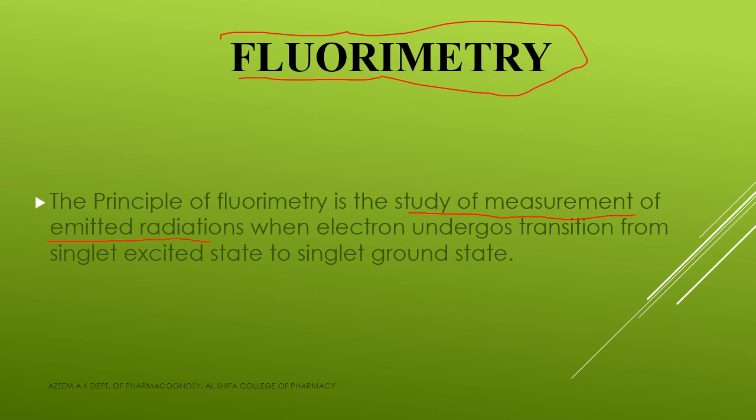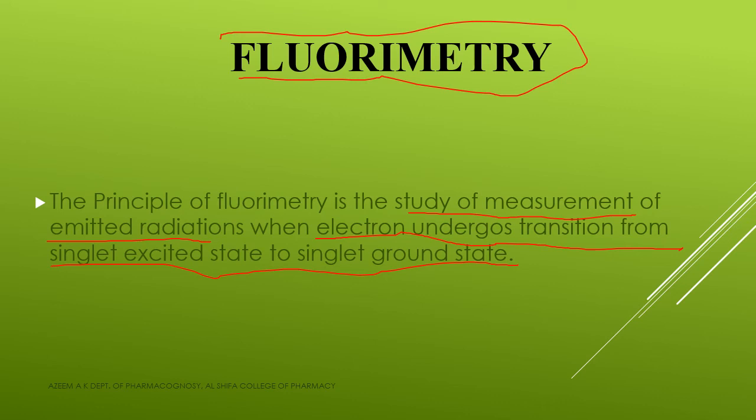So most of the atoms or molecules will be emitting some amount of radiation. So the principle of fluorimetry is the study of measurement of the emitted radiations when electrons undergo transition from singlet excited state to singlet ground state. Okay, so you already know that. So electrons, they will be in the ground state, then they will be in excited state.